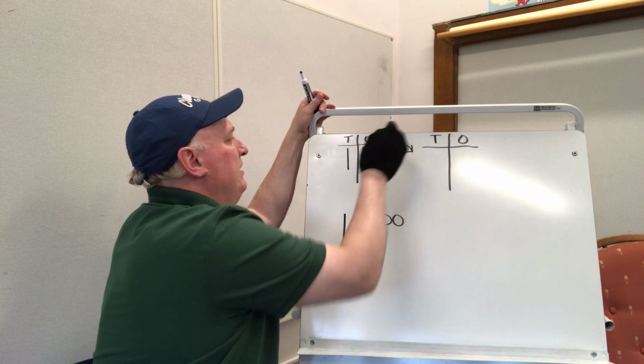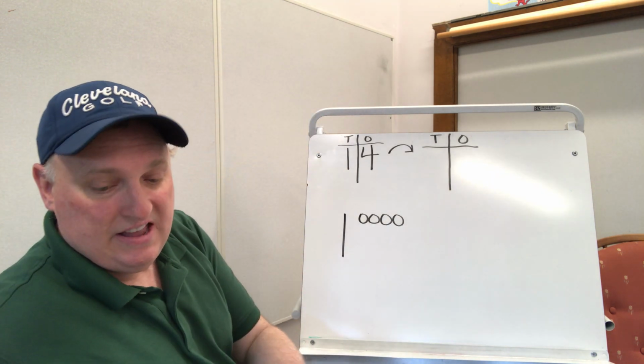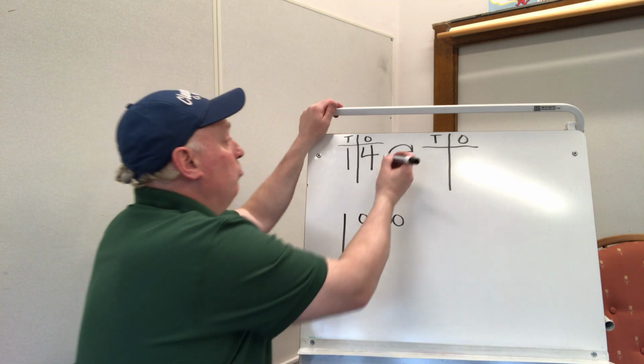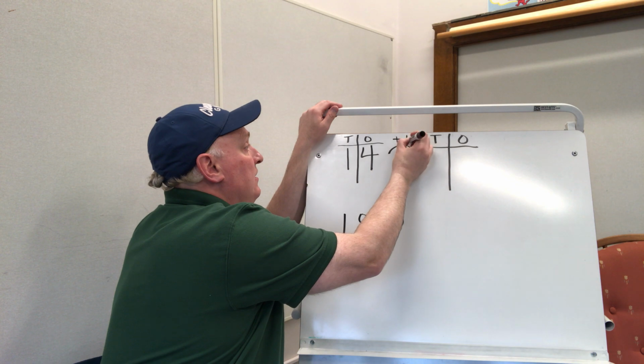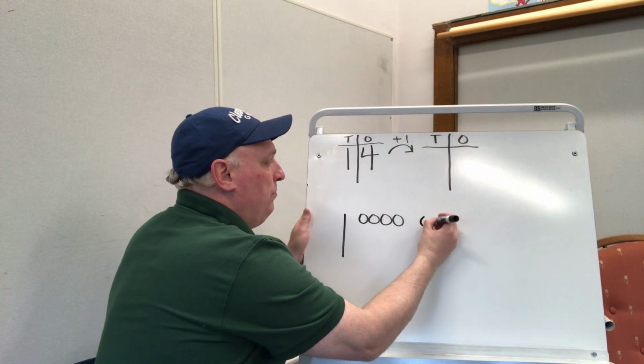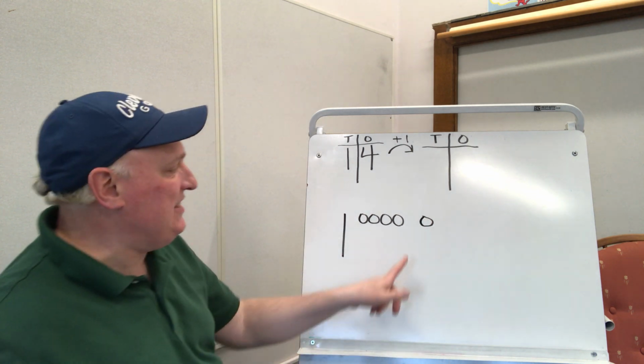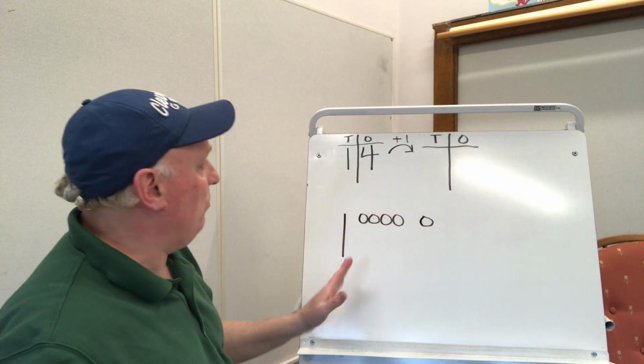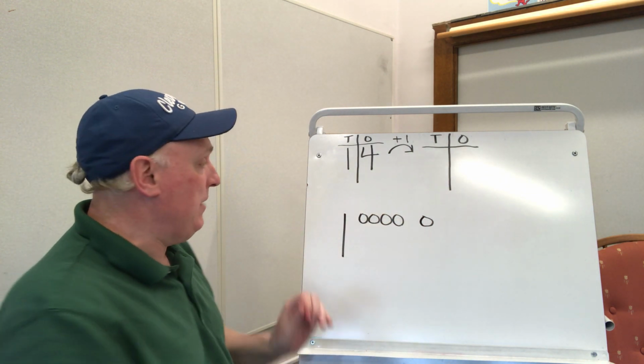I could add 1, right? So I'm going to add 1. I'm going to put it a little bit away so you can see that I added another one. Now, how many ones do I have in my picture?